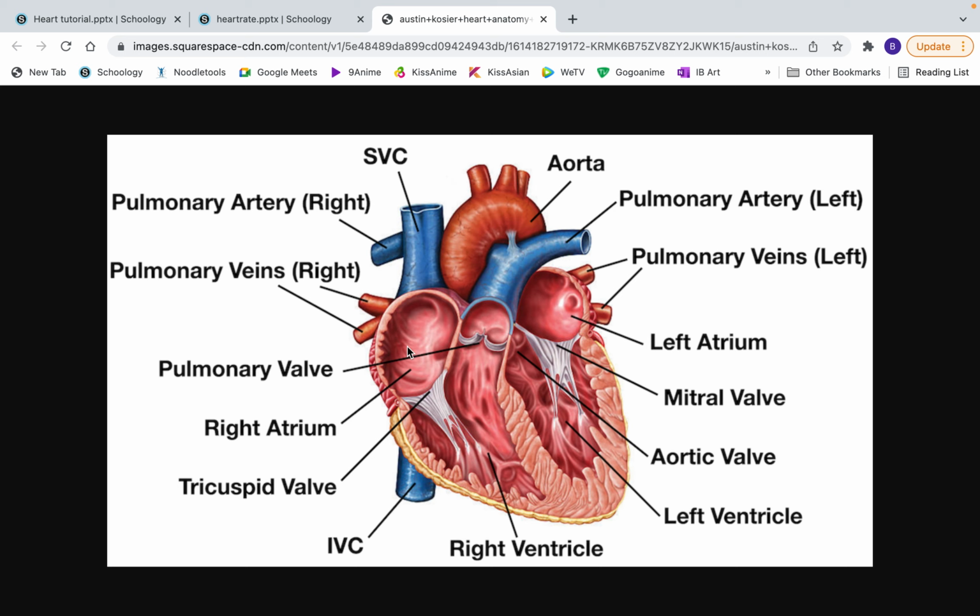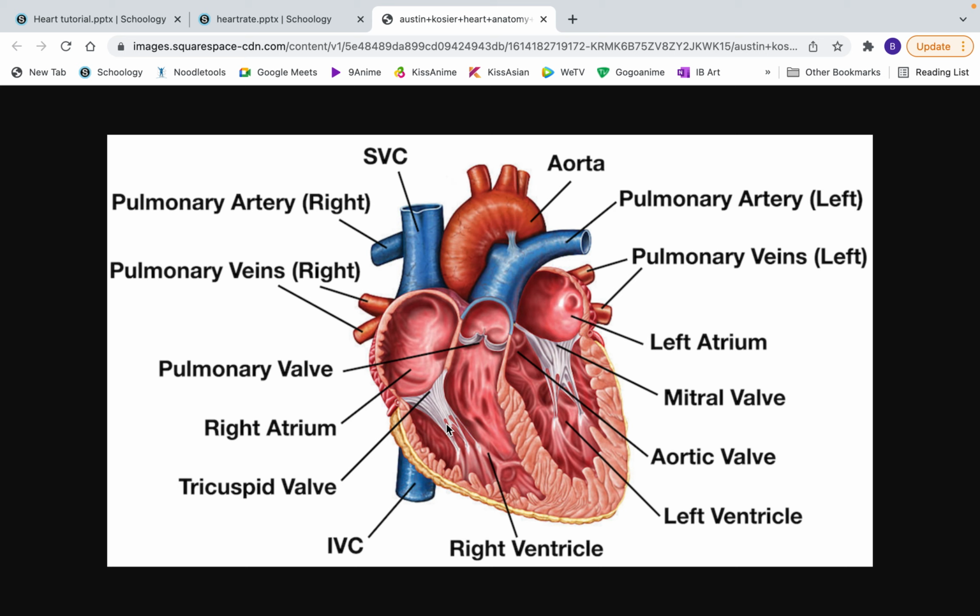The atria are going to have significantly less muscle than the ventricles, and I will talk about why in just a few minutes, but before that, let's talk about the ventricles. These are the other 2 chambers of the heart, and they're located directly below the atria. So we have over here the left ventricle, and over here the right ventricle.